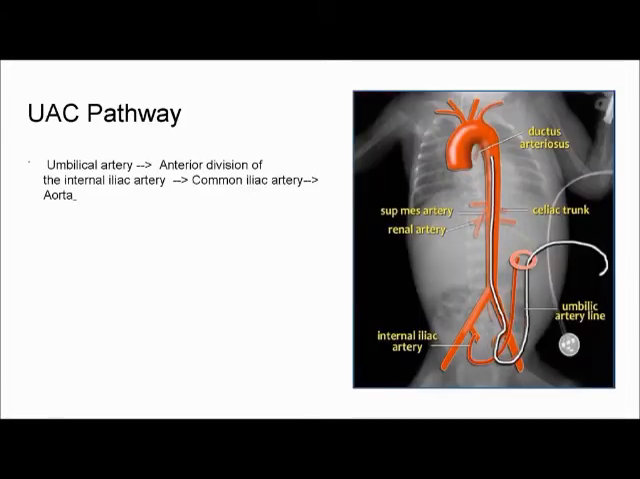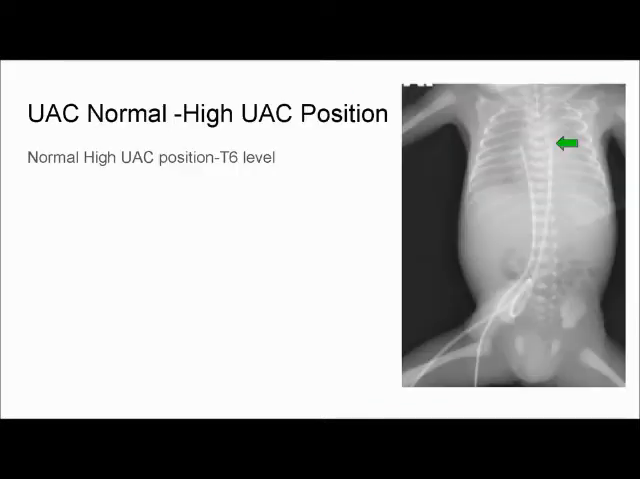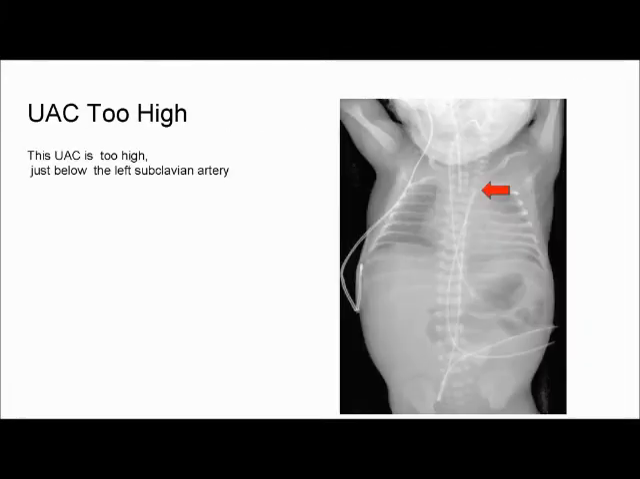And now let us discuss the UAC pathway. First of all, the catheter goes in the umbilical artery, then the anterior division of the internal iliac artery, then common iliac artery, and then goes in the aorta. In this figure, the normal high UAC position is at the level of the T6 vertebra. In this figure, the umbilical artery catheter is too high, just below the subclavian artery, and it needs to be pulled back.